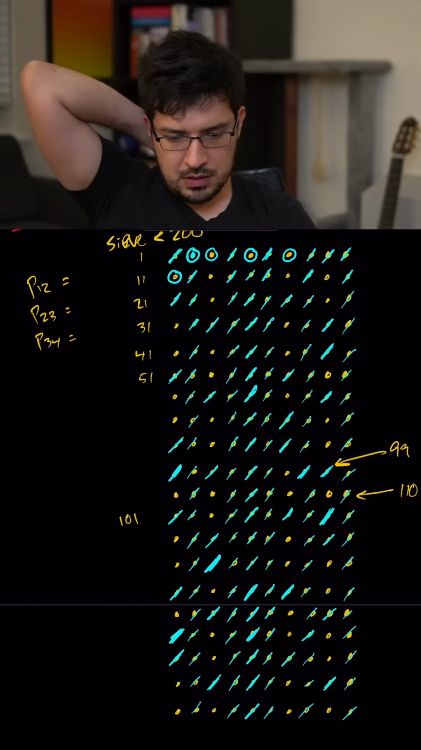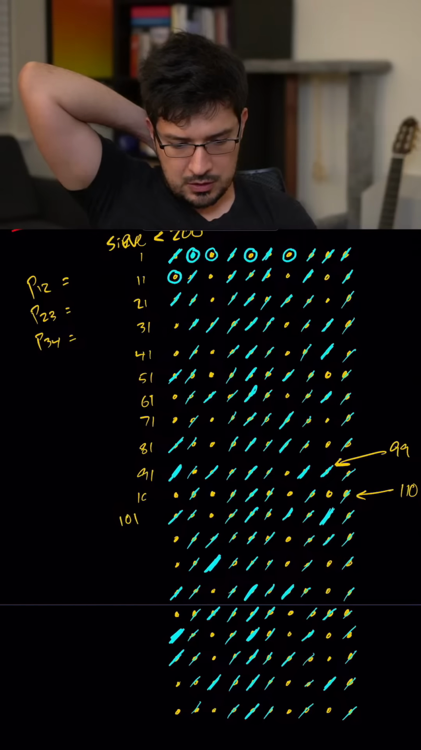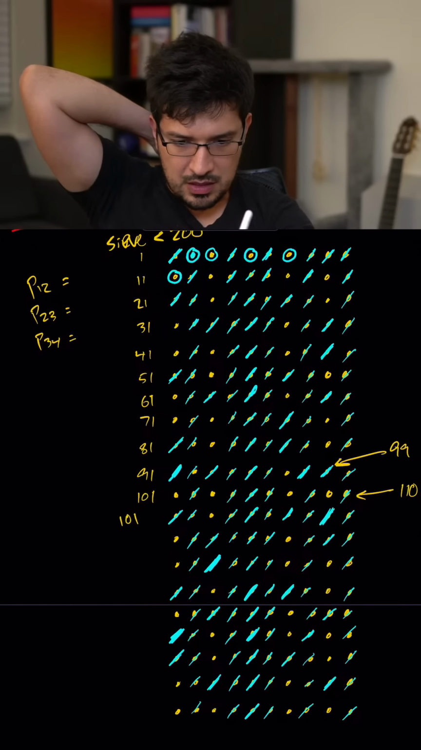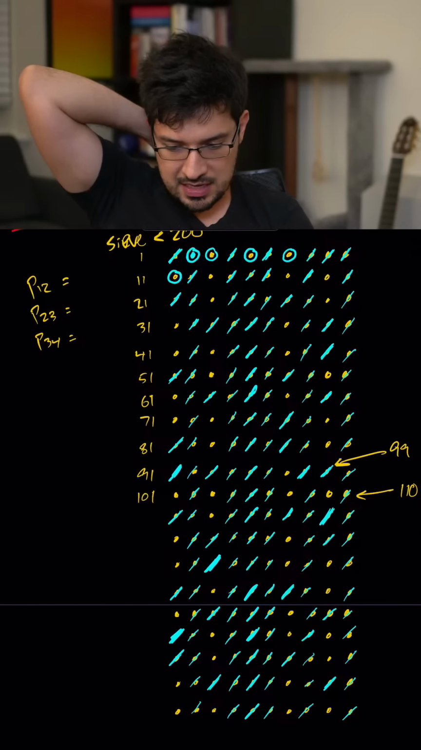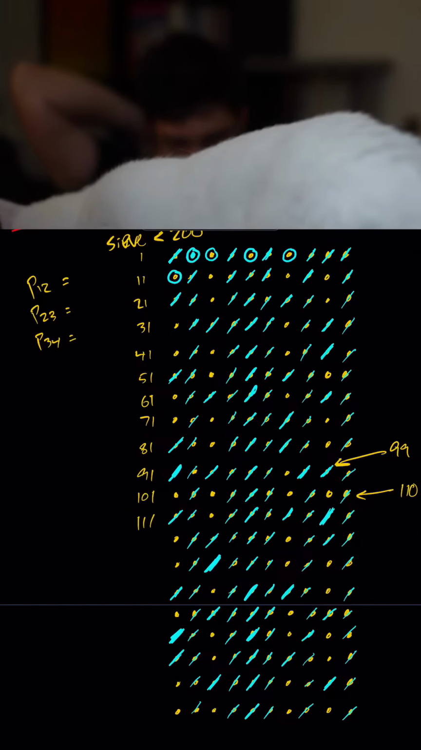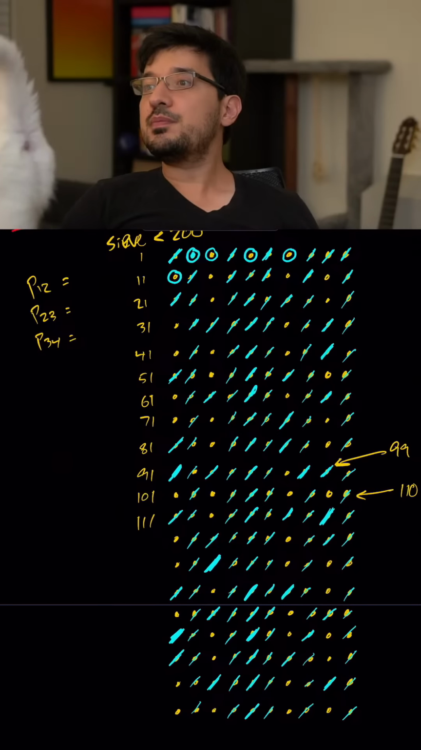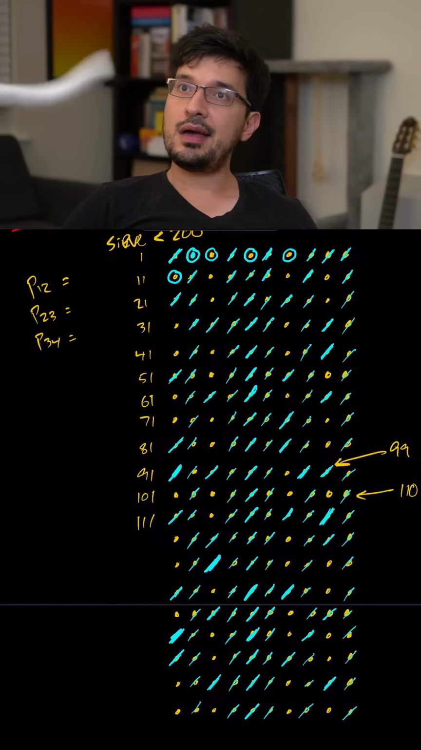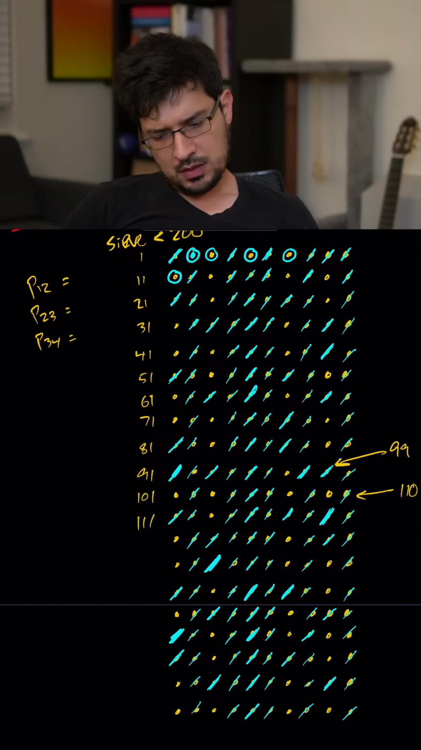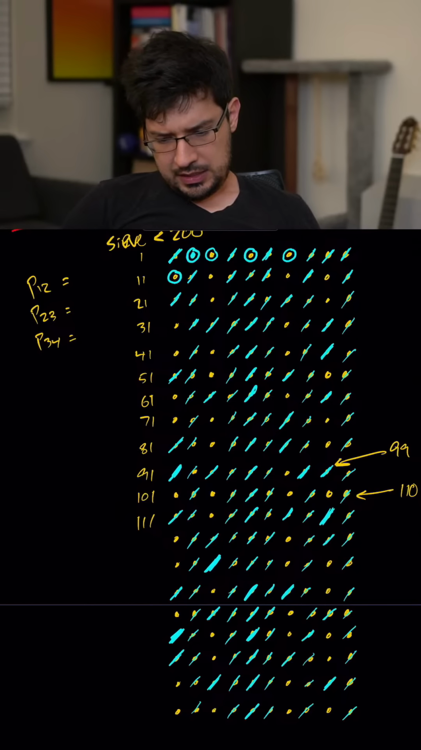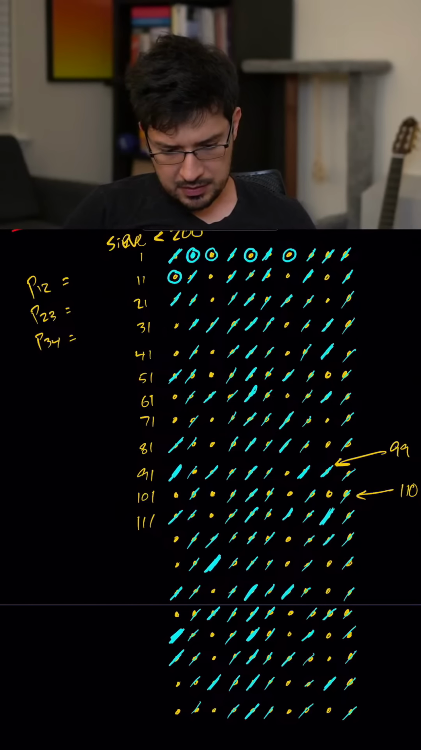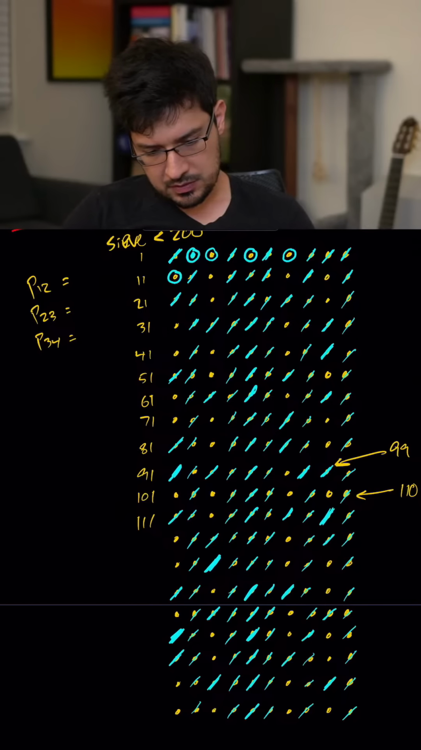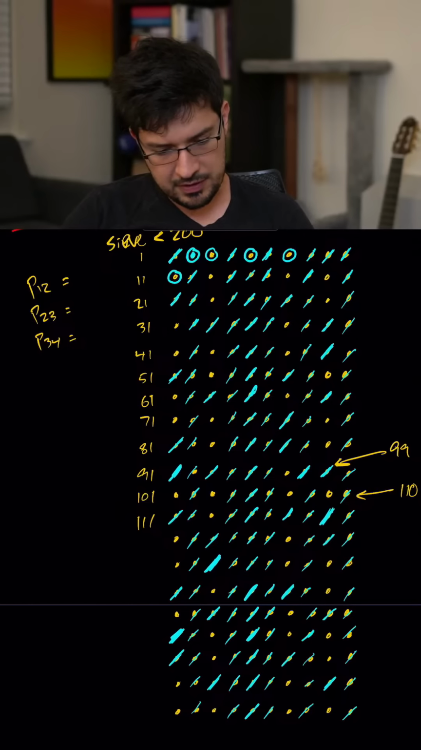41, 51, 61, 71, 81, 91, 101. Oh, yeah, I wrote 101. Whoops, and I meant to say 111 right there. Okay, so we already got 99, 110, 1, 2, 3, 4, 5, 6, 7, 8, 9, 10, 11.